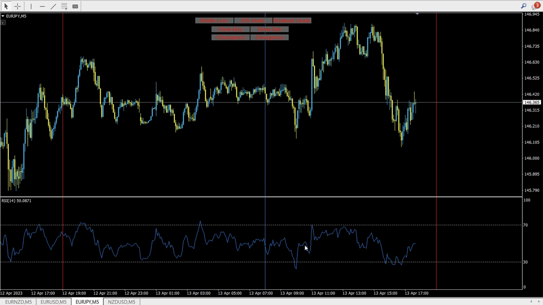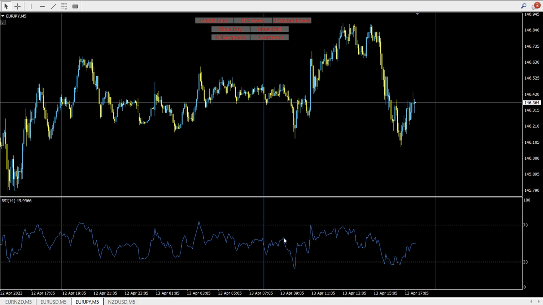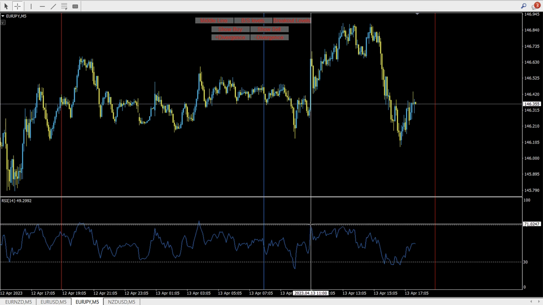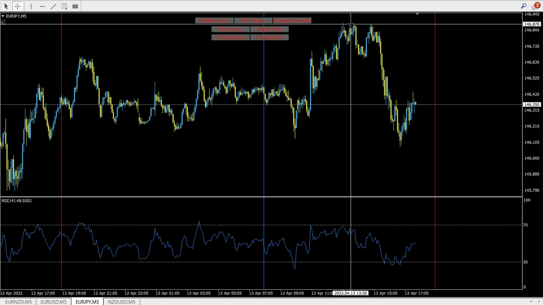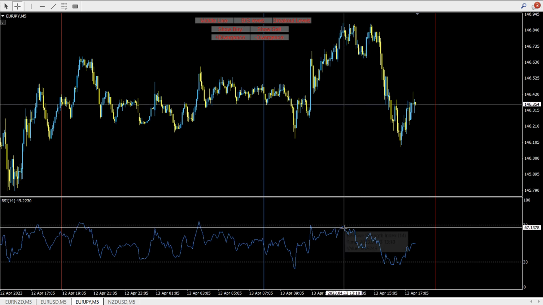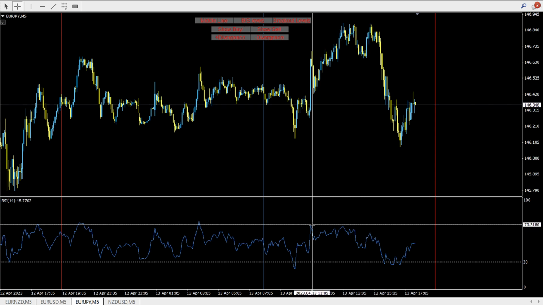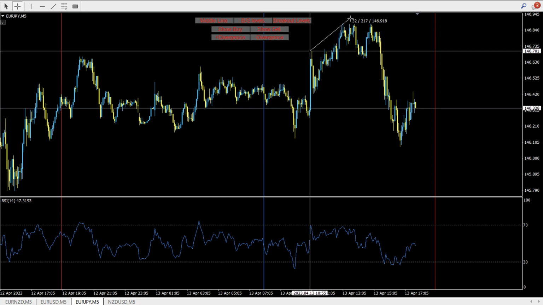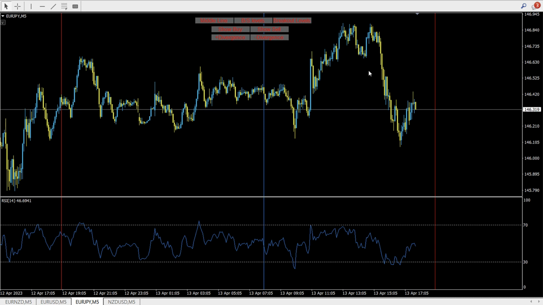And on the RSI indicator, you will also see that the RSI was forming also a high here. But when the price was forming higher highs, the RSI couldn't follow with that. So it formed a lower high when the prices were forming a higher high. This is called a negative divergence, which means that after a negative divergence, we can expect the trend to slow down and reverse.